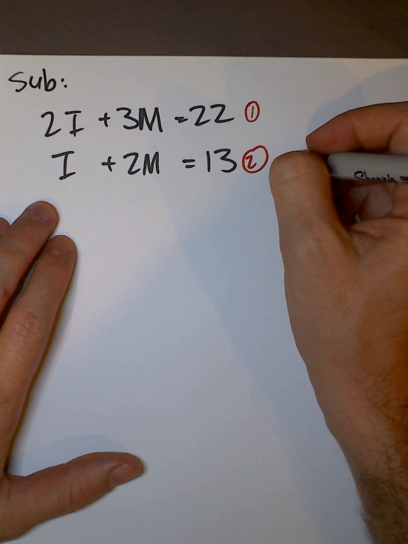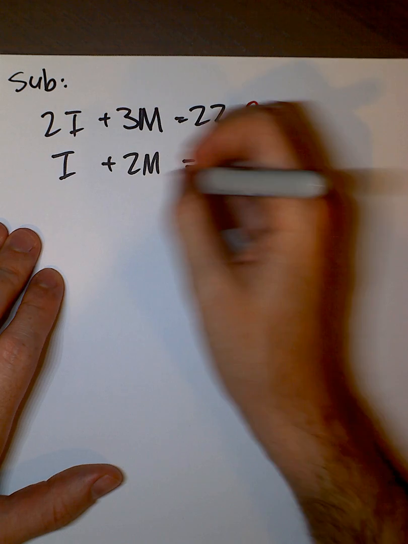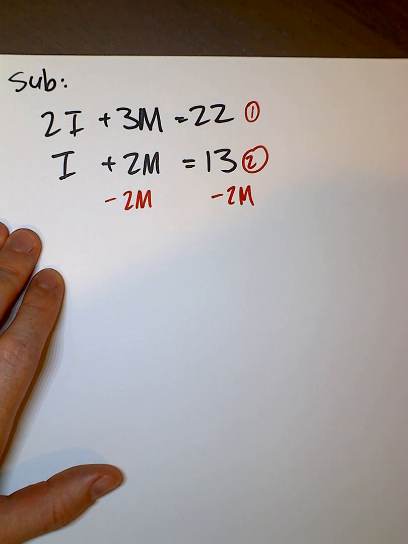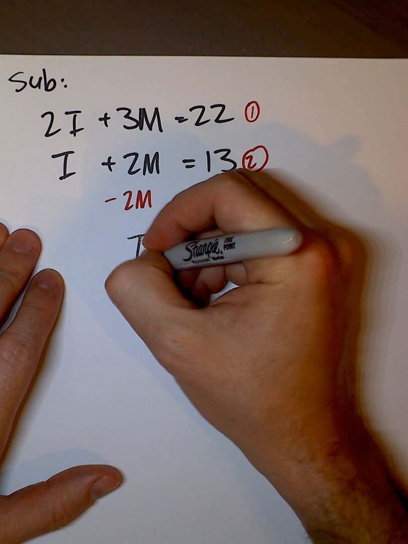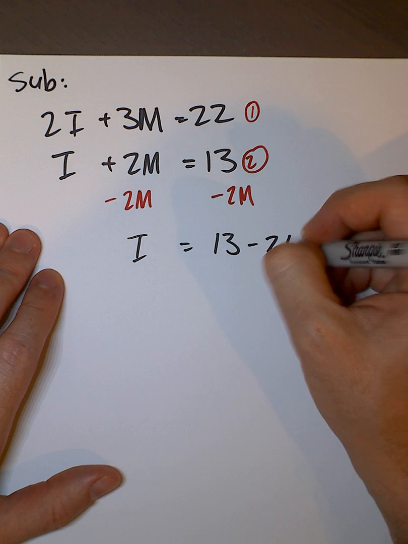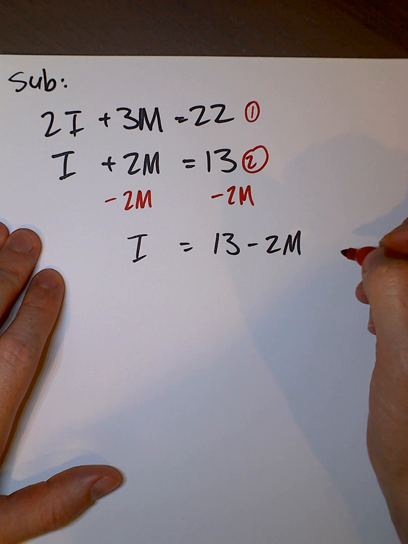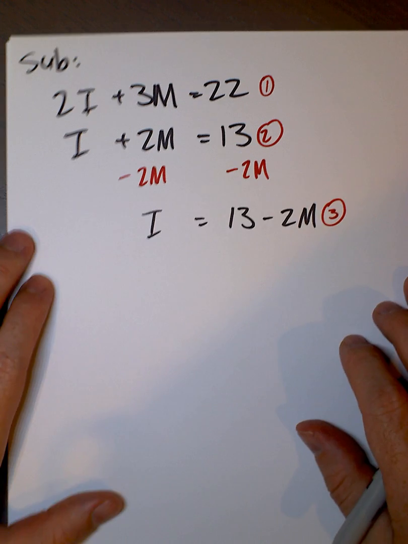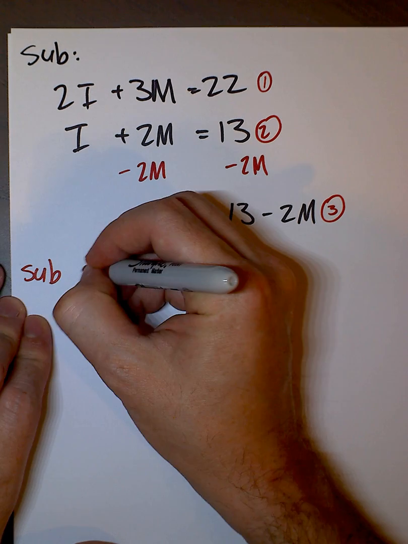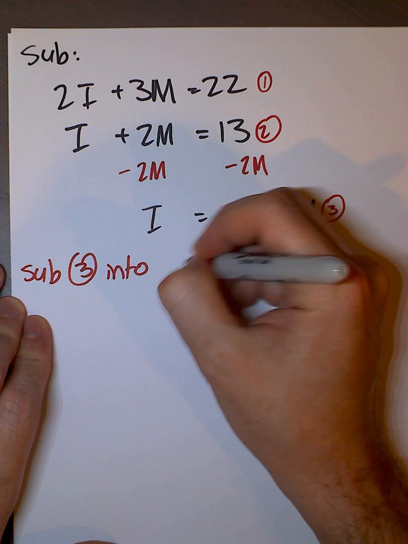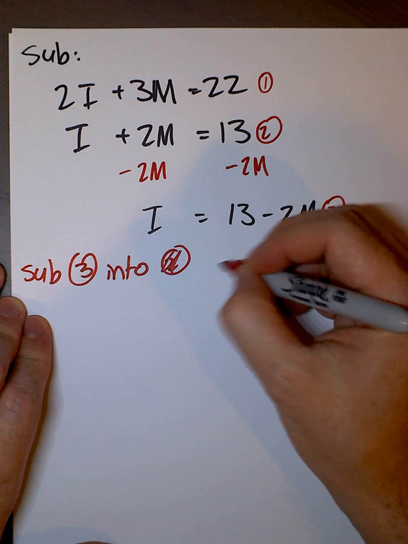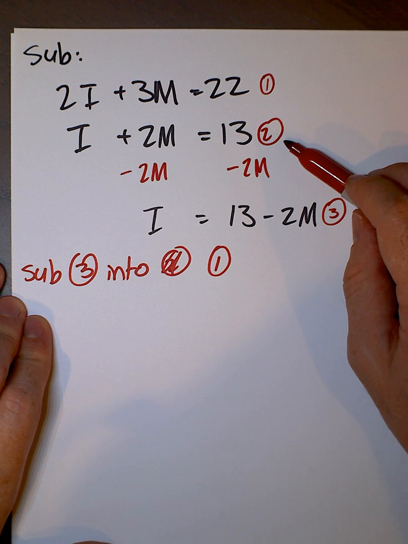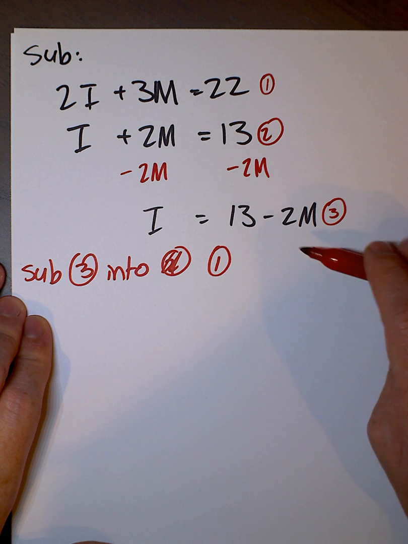Let's just watch. So taking equation 2, I am going to minus 2M from both sides. So this will be I equals 13 minus 2M. And we've changed it, so let's call it something else. Let's call this equation 3 now. Now, we want to write our instructions. We're going to sub equation 3 into equation 1. The reason why we can't sub it into equation 2 is because this is just a modified version of equation 2. We can't do that. So, we'd end up with 0.